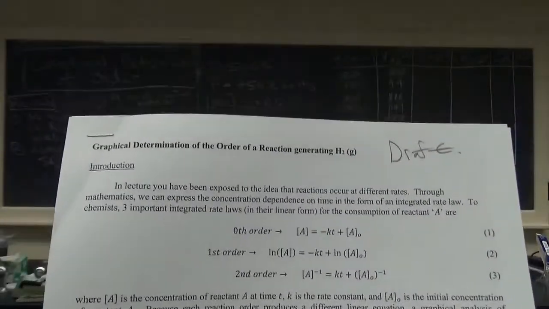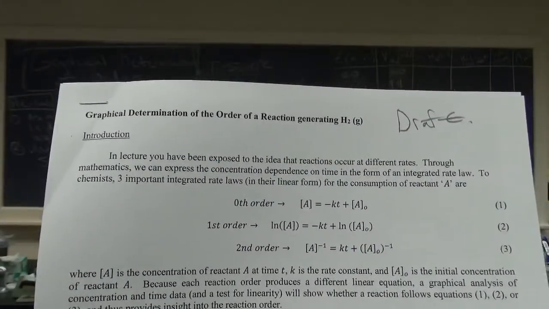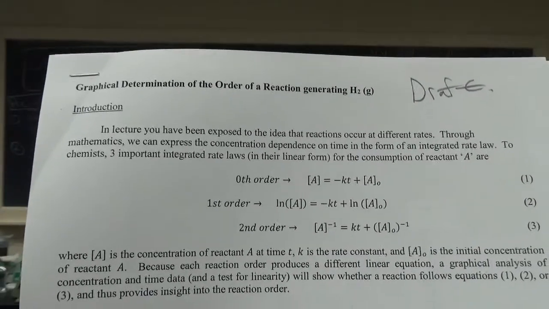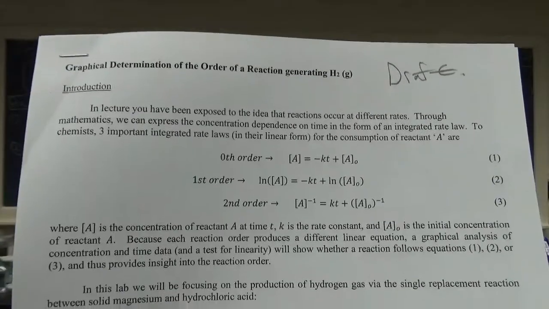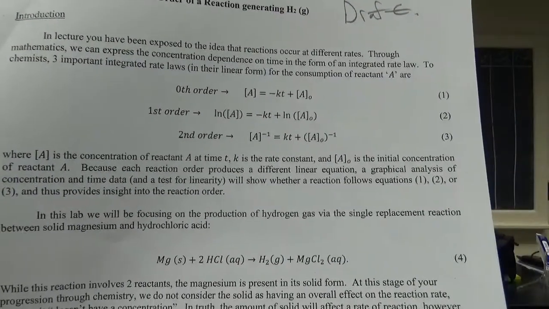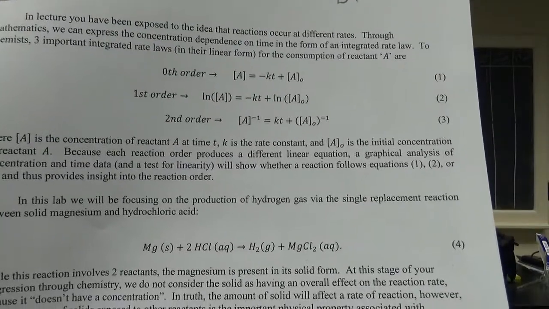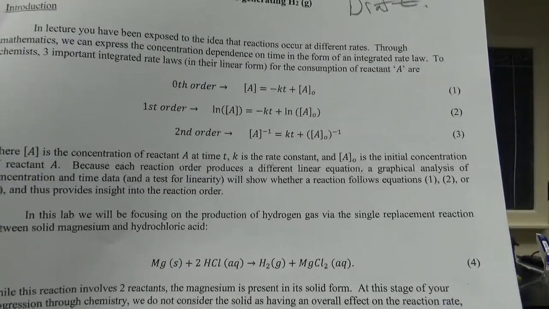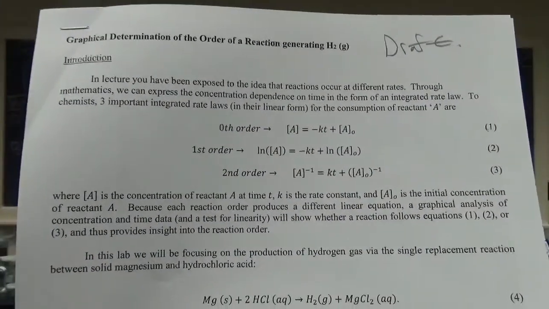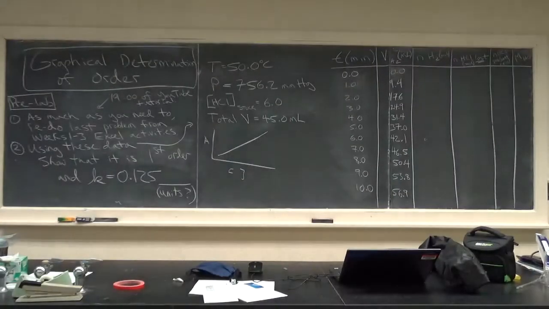Okay, so this is the graphical determination of order. This is I think our last kinetics experiment. This is a really good one. This drives home a lot of points. So we're looking at integrated rate laws. Those are the integrated rate laws for zero, first, and second order you learned about in lecture. So this is where we are. I don't think I have too much to say about the procedure because it's pretty straightforward. So let's go and see how far we get. Okay.